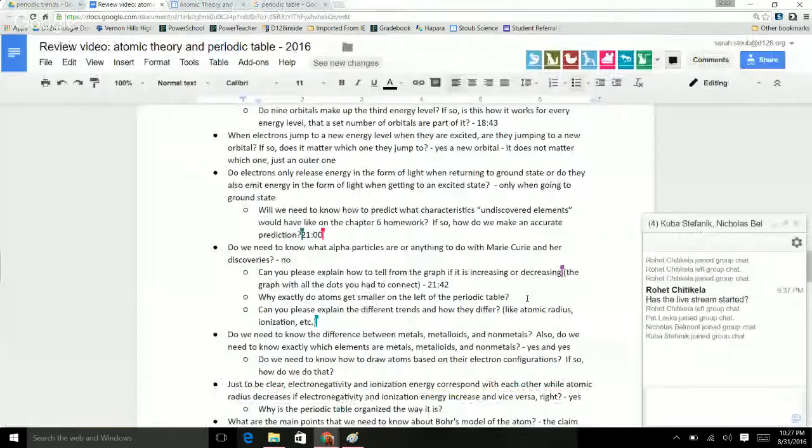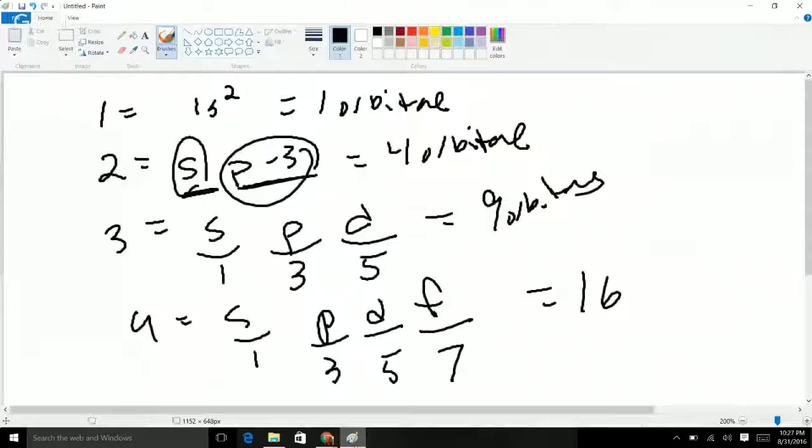Why do atoms get smaller on the left of the periodic table? They don't get smaller on the left of the periodic table. That's what concerned me with this one. As you go to the right on the periodic table, they get smaller. They get smaller as you go right because you're not adding energy levels.